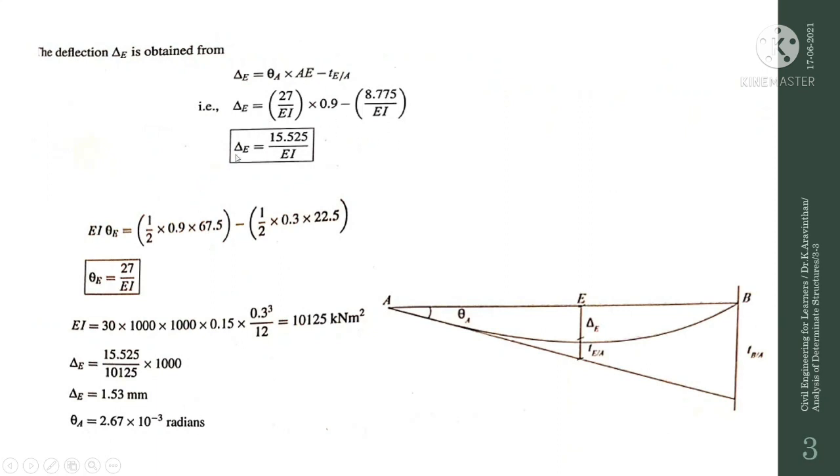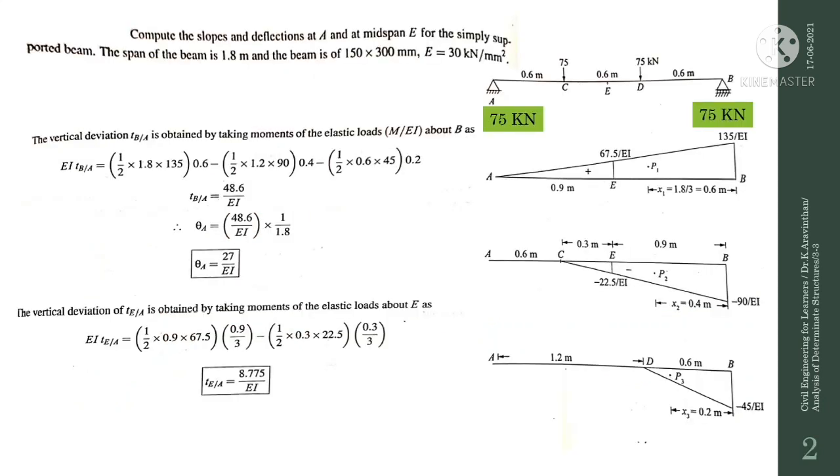After subtracting, you will be getting the remaining deflection, that is delta E, as 15.525 by EI. So this will be the deflection. We have theta A for the total deviation, but if you need theta A with respect to the point at delta E, what you have to do is take the area of the bending moment. So the area of the bending moment is considered from the left hand side.